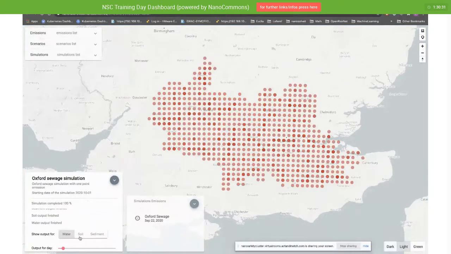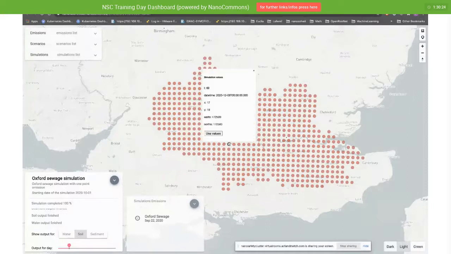The same applies if I choose a soil output, and again I can see the values that concern the soil outputs.